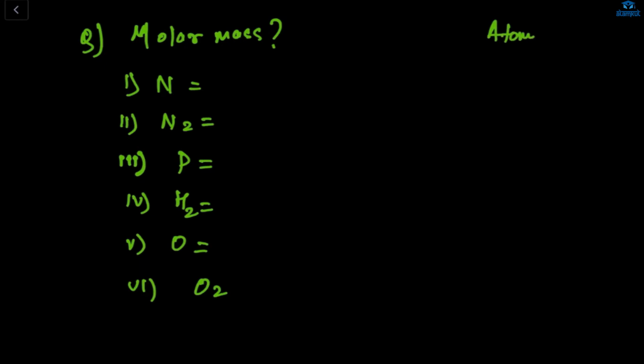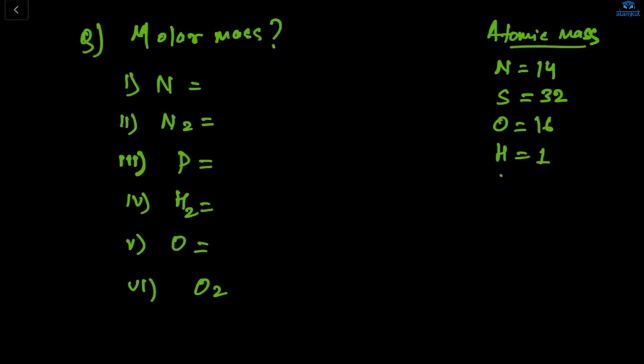Atomic mass is given. What is the atomic mass of N? Ma'am, atomic mass of N is 14. Sulfur is 32. Oxygen is 16. Hydrogen is 1. Phosphorus is 31. Okay, so 31.